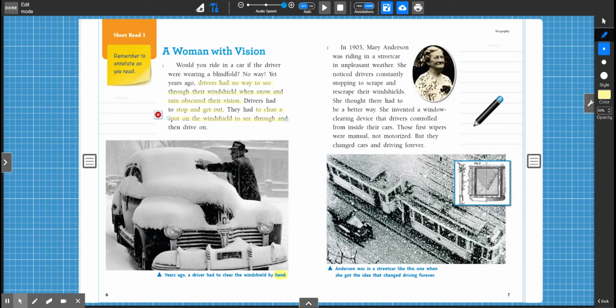So let's go ahead and see what our inventor did to fix that problem. This is where you're going to find your who, your what, your where, your when, your why, and your how. Let's go ahead and read.